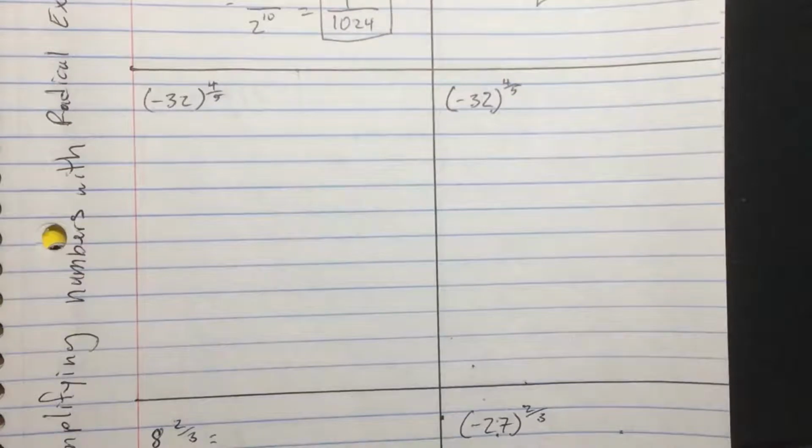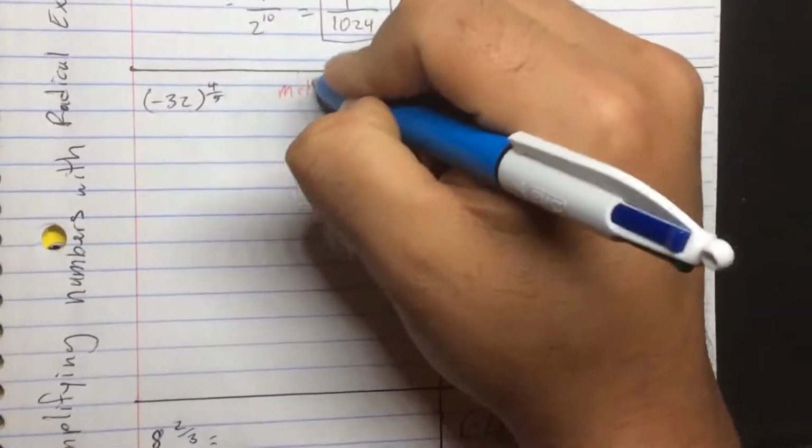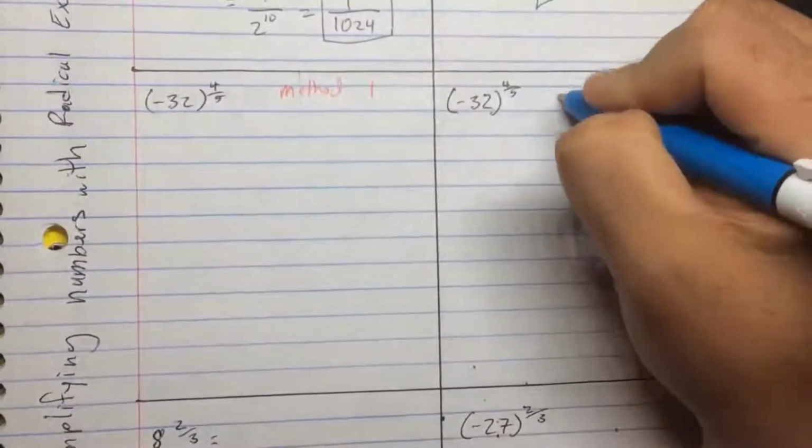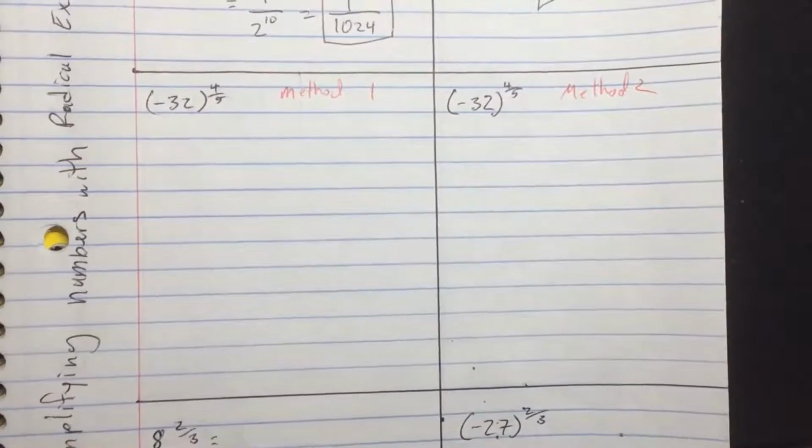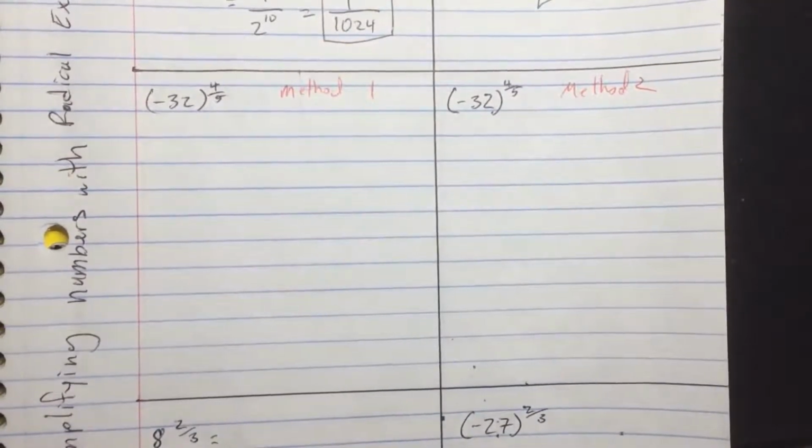Alright, for this one, we're also going to have our method 1 and method 2. So we're going to put method 1 here, and then our method 2. Alright, simple for this one. We're going to go ahead and get started.